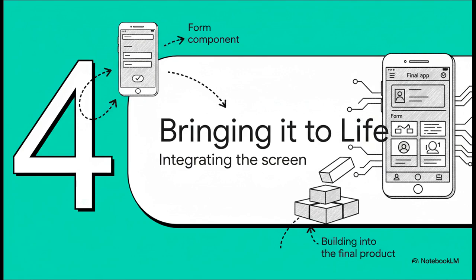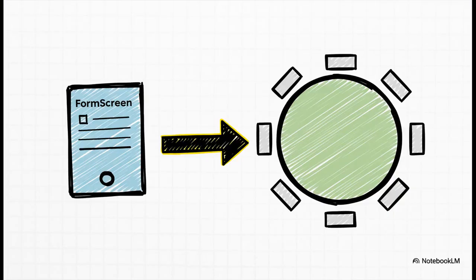So we've built this amazing self-contained form component, but right now it's just sitting in a file, totally isolated. Let's bring it to life and actually plug it into our app so a user can get to it. First things first, we need to tell our app's navigation system that this new screen even exists. It's super simple. We just import our form screen and add it to our Stack.Screen list. We give it a name, we'll just call it form, and point it to our component. That's it. Now our app knows this screen is available.